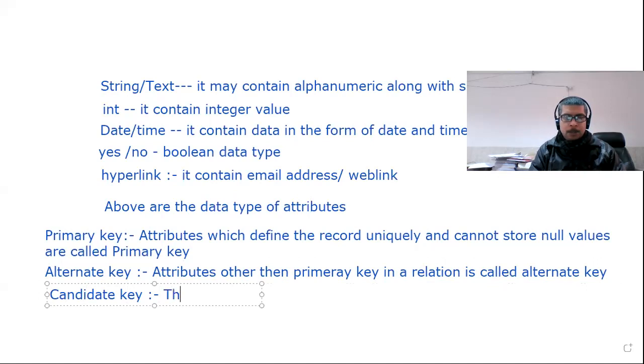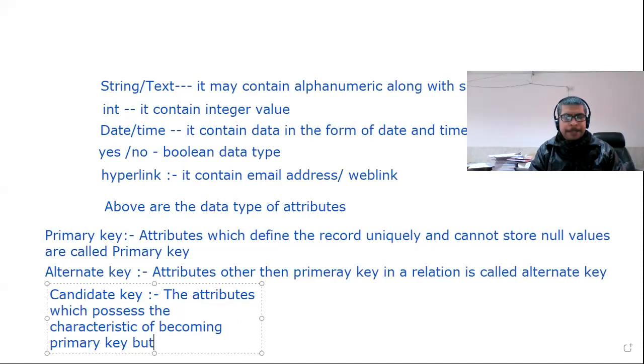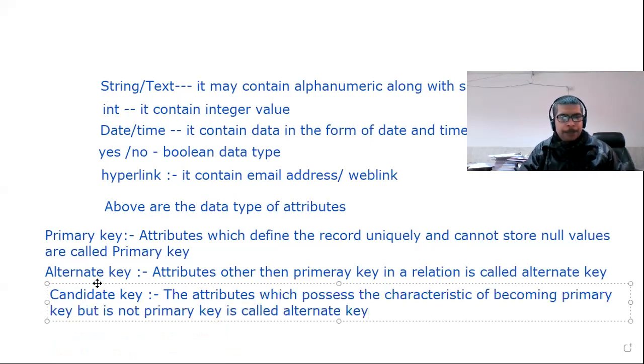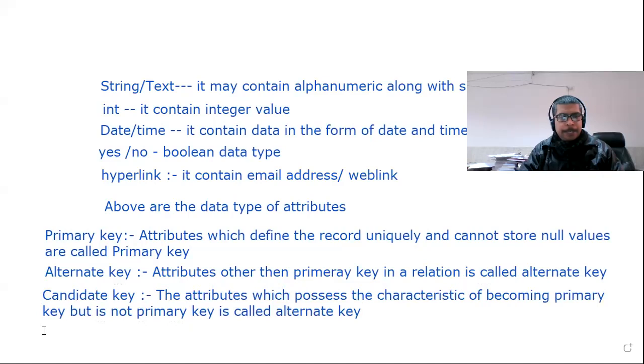The attributes which possess the characteristic of becoming primary key, but are not primary key. What is not primary key is called alternate key. Alternate key, right? This you must note. Then next to it, that is foreign key.